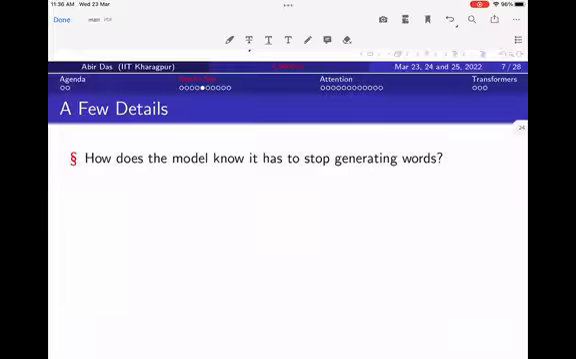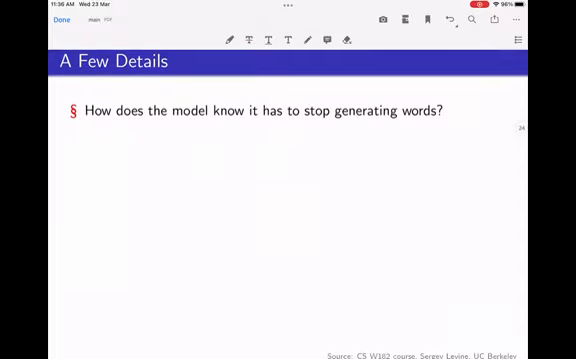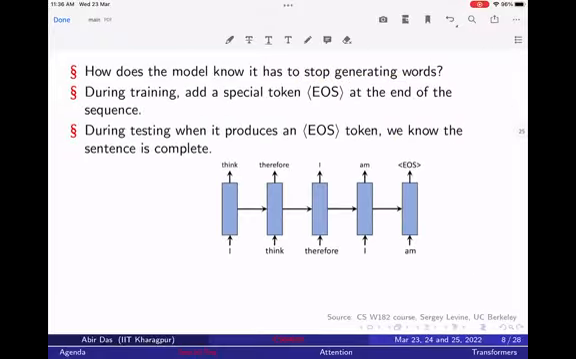Okay, some more details. So how does the model know it has to stop generating words? I briefly mentioned this stop token, so that is the use here. During training, we add a special token, which I'm calling EOS, at the end of the sequence.